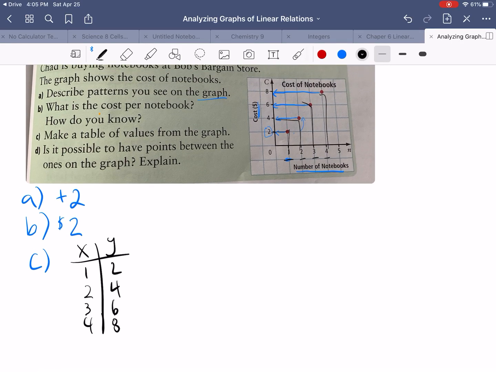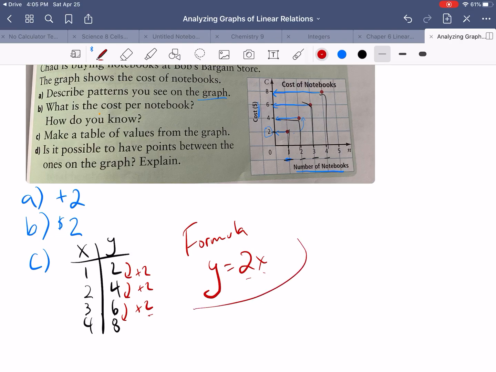Cool beans, Batman. Then it says, is it possible to have points between the ones on the graph? So guys, is it possible? This is a good question. Actually, before we even get to that question, can we just write the formula for this? Because we would find the pattern, right? And then our formula for this would be y equals 2x. Because this is the pattern number. And that would be your beautiful formula.